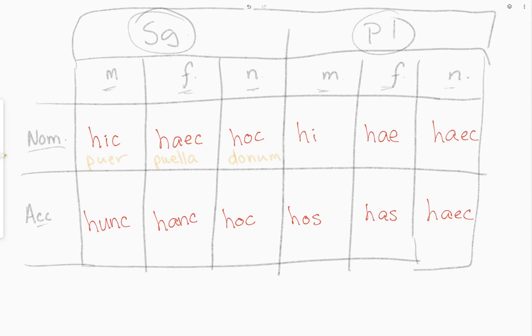Well, what about the accusatives? These would go for the same forms, but in the accusative case. So: hunc puerum, hanc puellam, hoc donum. Because remember, in the neuter, the nominative and accusative look the same. Let's keep using the same words. My nominative plural of puer is pueri, my nominative plural of puella is puellae, and the nominative plural of donum is dona.